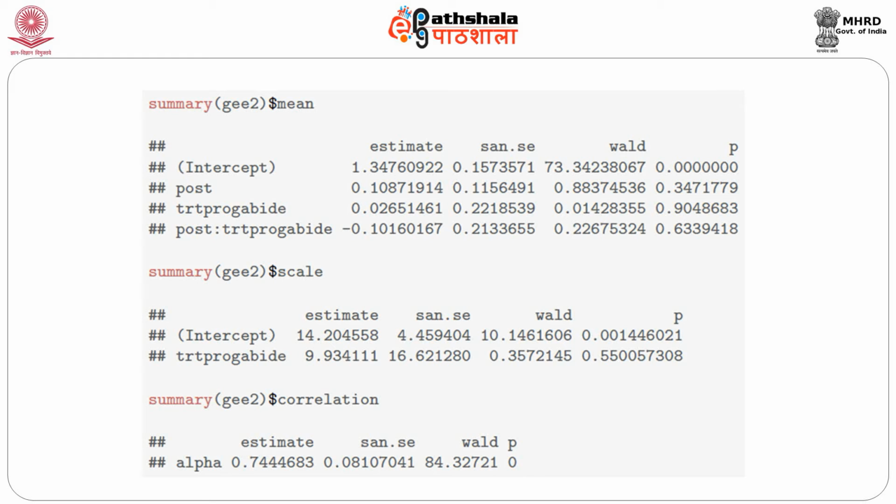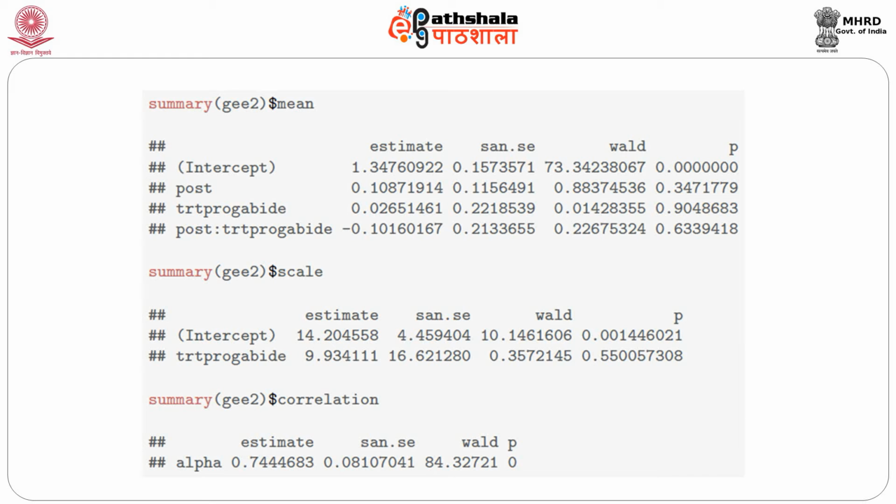But note what happens for the scale. Now, we have a scale for the intercept, which is by default treatment placebo, and we have a scale for treatment Progabide, and they are different. Also, the estimate has reduced.